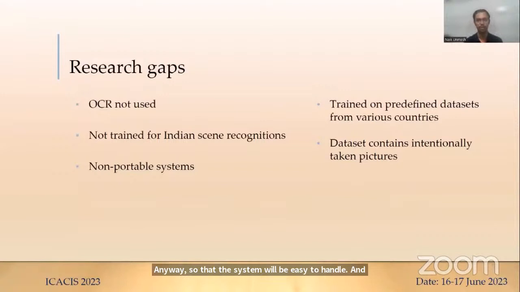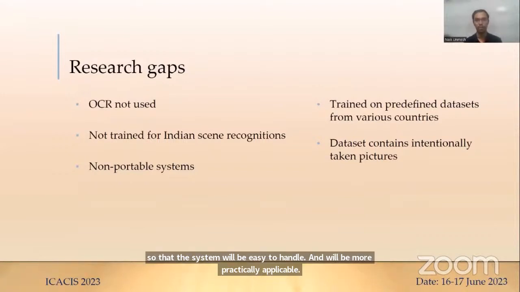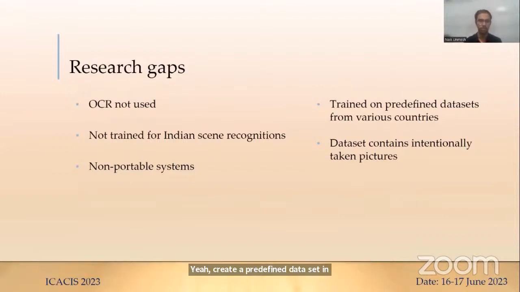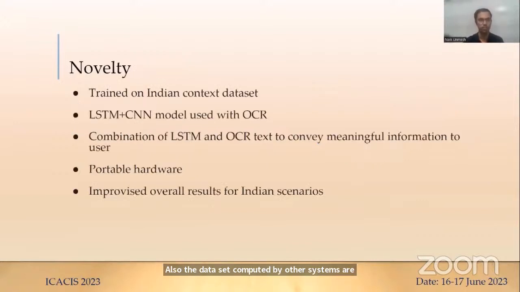We have trained the dataset particular to the Indian country as well as datasets from other countries. Many of the countries have not done that particularly. Also, the datasets used by other systems are intentionally taken pictures, which gives less accuracy in terms of real life applications. Next. So, to conclude, what are the novelties of this project?